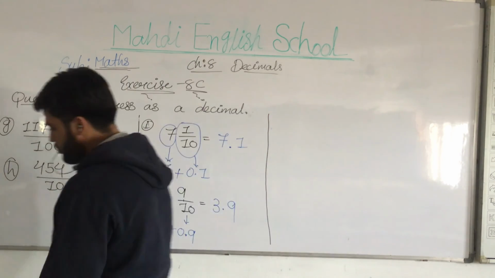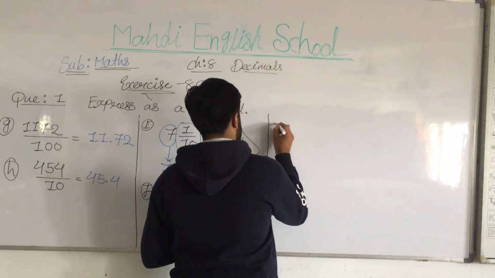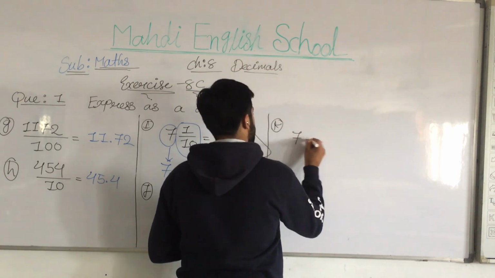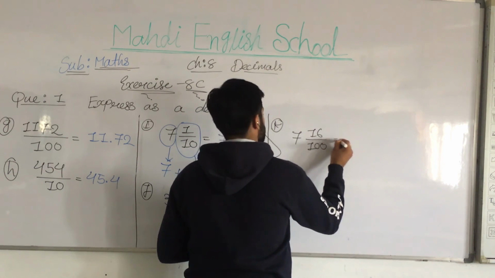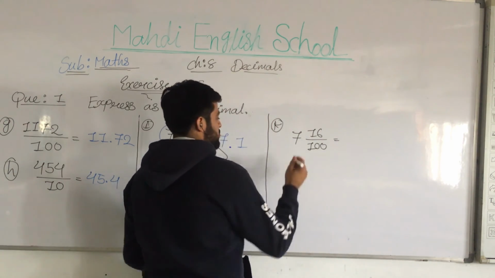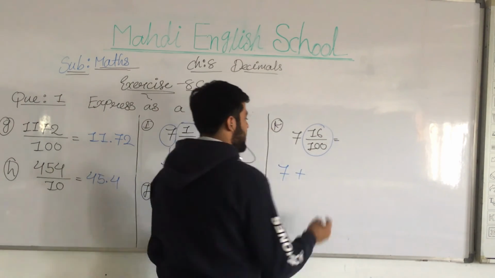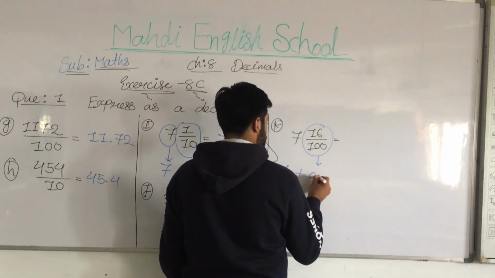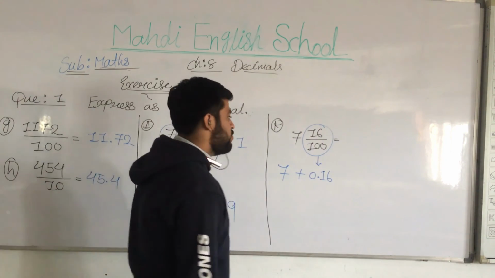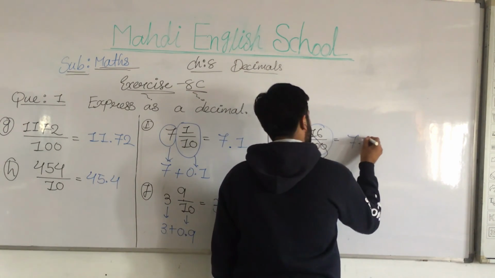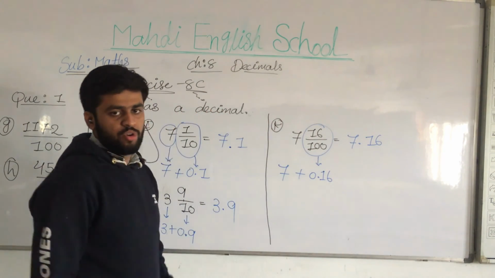First of all, you note down all these things, my dear students. Seven and 16 upon 100. Okay, my dear students. So this 7 stays as it is, and then 16 upon 100. How do we write 16 upon 100? 0.16. Understood? We write it like that. So what is the answer, my dear students? 7.16. Understood? That is how we are going to follow. Got my points, my dear students?